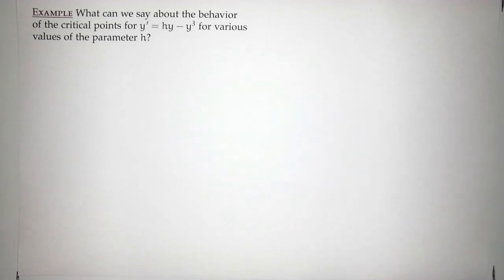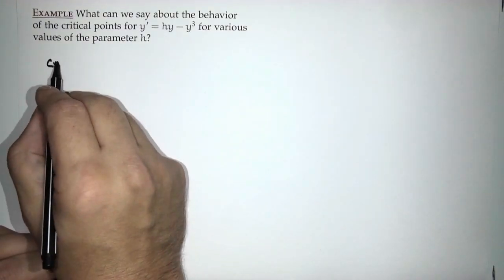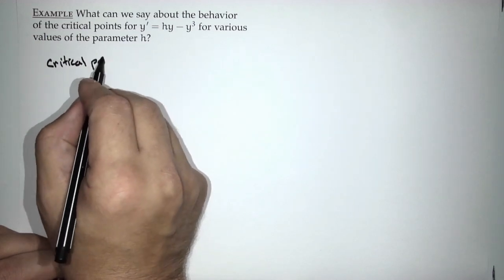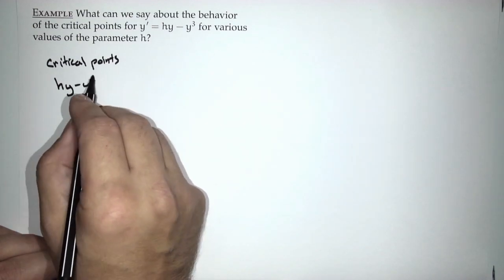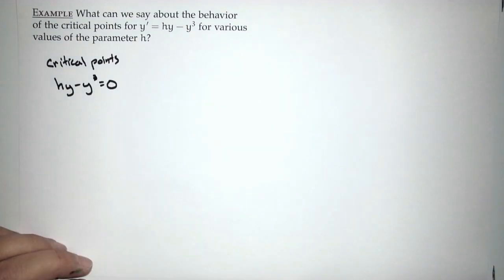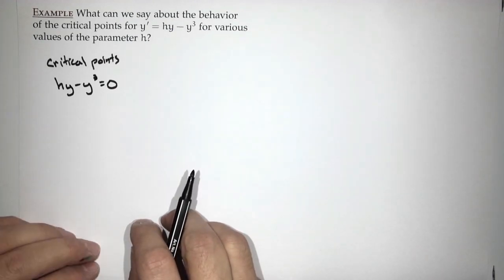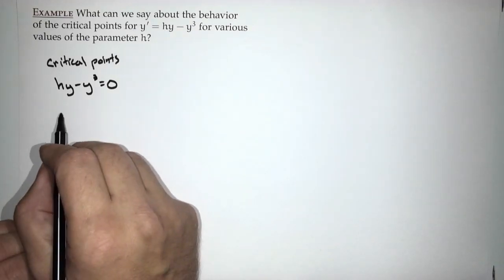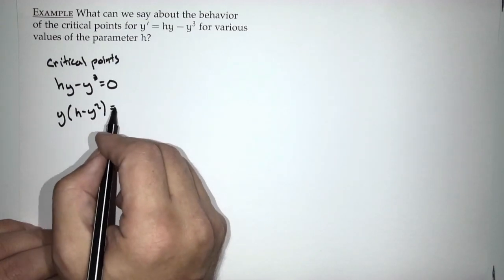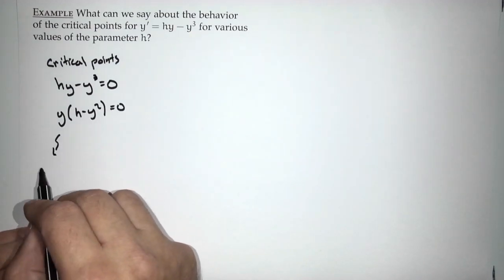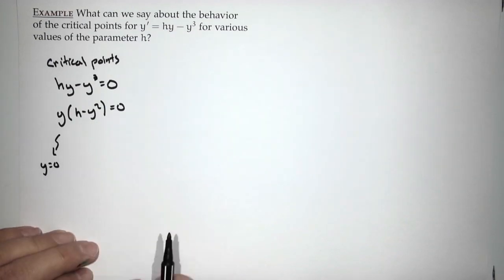All right, well, let's start by talking about the critical points. So can we say anything about our critical points? So remember, that's y prime equals 0. That means hy minus y cubed equals 0. What can we say about our critical points? Okay, someone says there's a critical point at 0. How did you get that? We can factor out a y. So y times h minus y squared equals 0. Okay, so I agree y equals 0 is a critical point. Where's the other one?